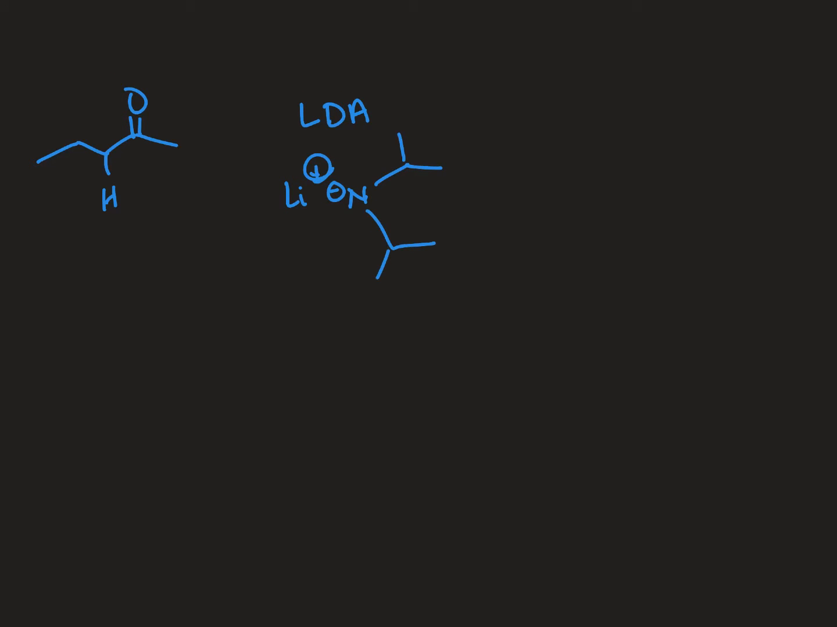Here's the structure of LDA. Whenever we mix LDA with our ketone, we can isolate the enolate ion. So what's going to happen is we will deprotonate that alpha hydrogen, and our electrons are kicked up to the oxygen. And notice the difference here between the enolate ion and the enol is that we do have a charge. That oxygen is negative, it is not protonated, so we don't have the alcohol part of an enol, so this is the enolate ion.